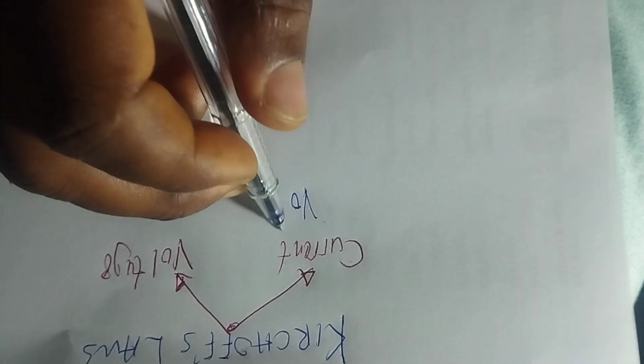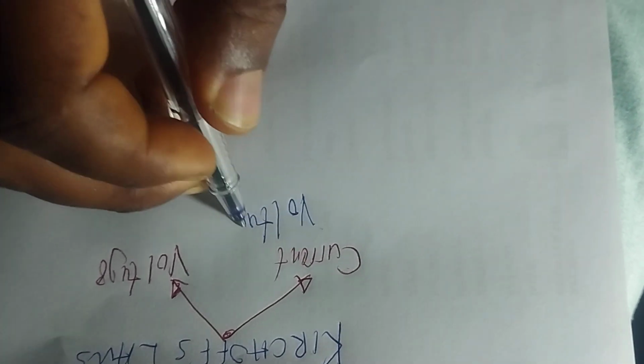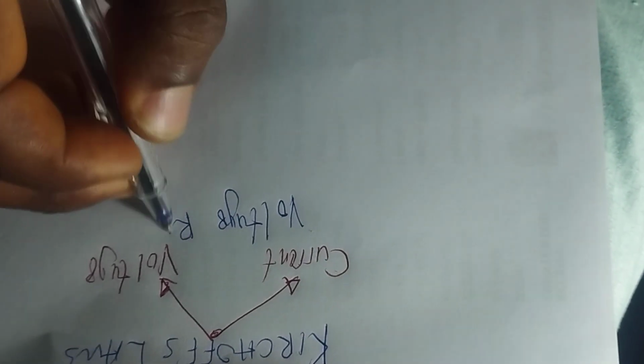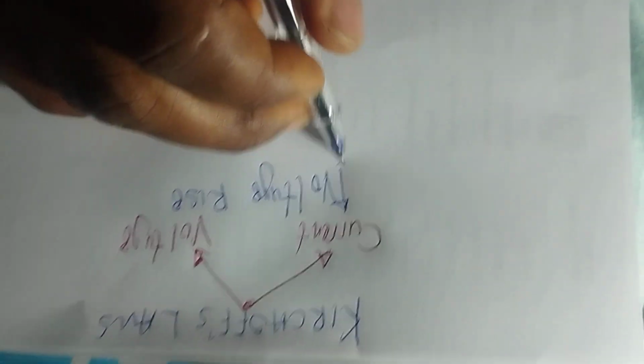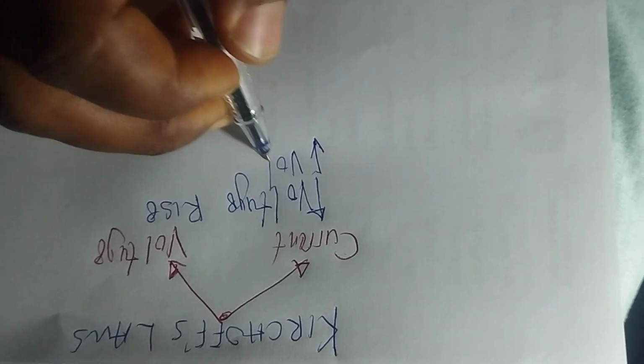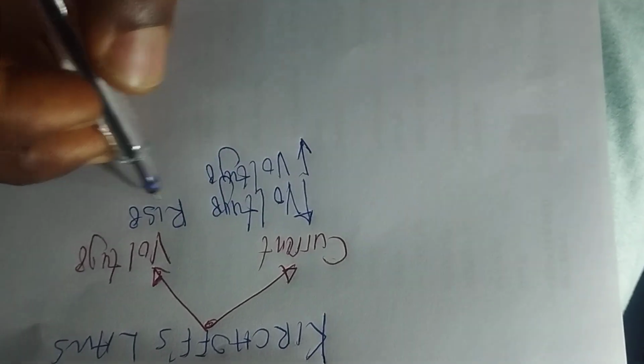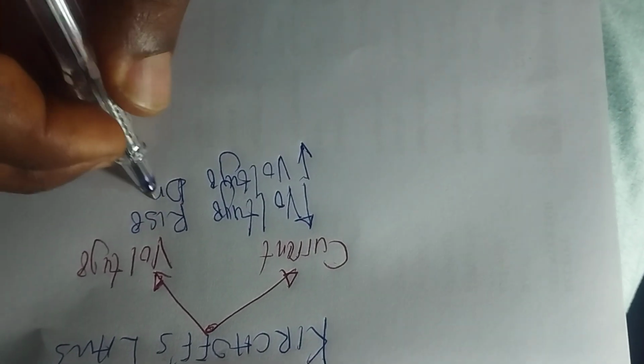voltage rise. That means an increment in voltage, and voltage drop. That is a decrease in voltage.